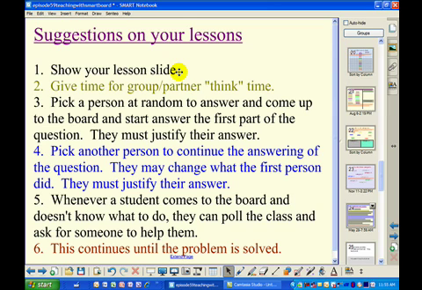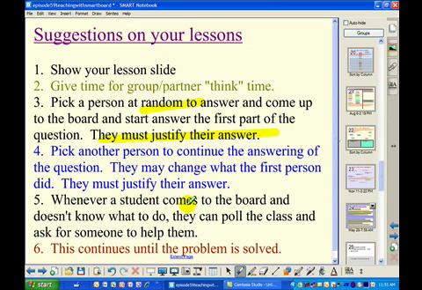So we always like to pick at random. I'm just going to highlight that. Pick a student at random to answer, and they answer a part of the question. Always justify your work. Pick another person to continue answering the question. They may change what the first person said. And whenever a student comes to the board and doesn't know what to do, they can poll the class, have someone come up and help them or tell them what to do, or take a partner up with them. That continues until the problem's solved.